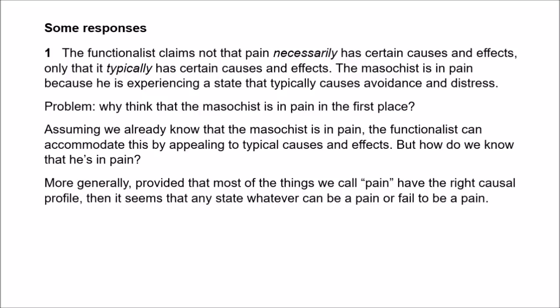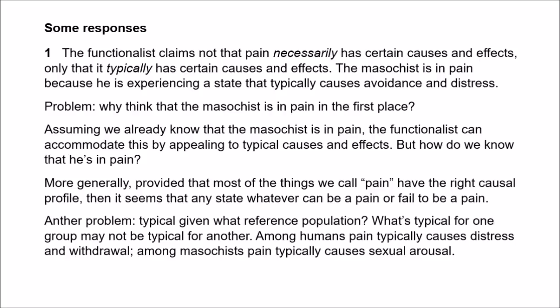How do we distinguish between cases of genuinely causally deviant pains, genuine pains that have atypical causes and effects, from cases of things that are just not pain? Also, another problem here is, typical given what reference population, right? If we want to say what counts as a typical causal profile, we need to specify a reference population, because what's typical for one group of people may not be typical for others.